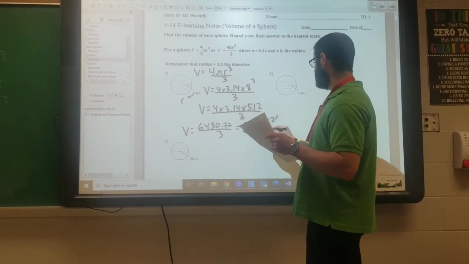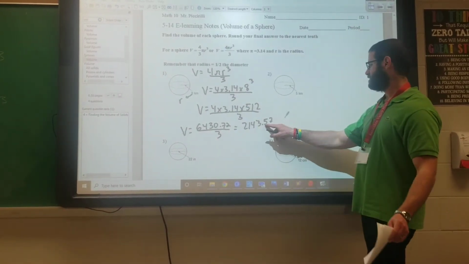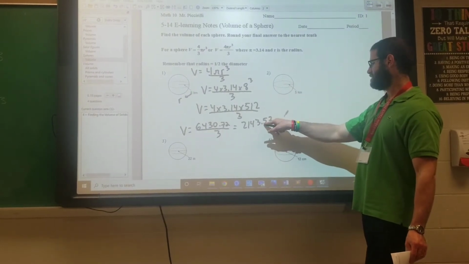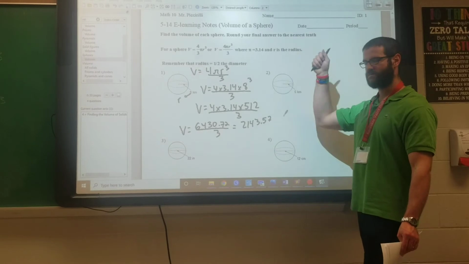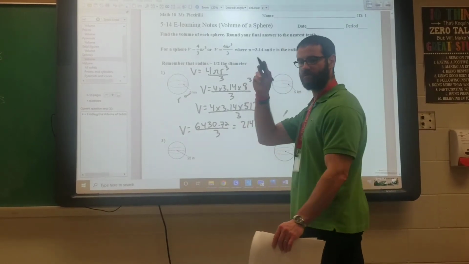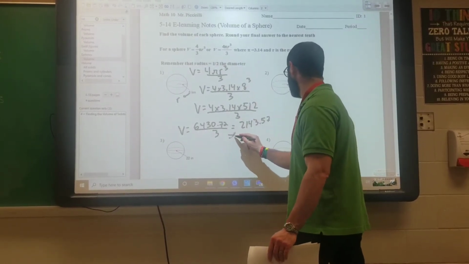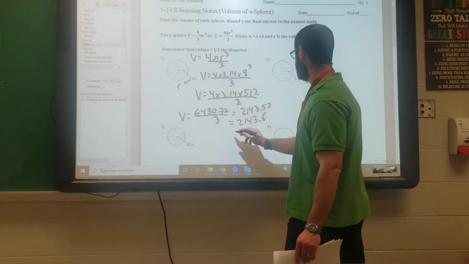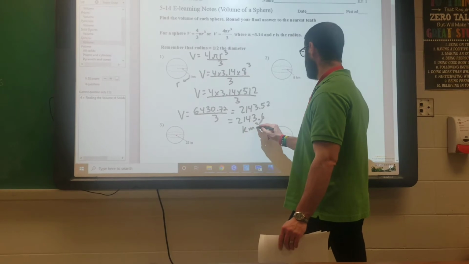It's going to be like 2143.57. So rounding to the nearest tenth, since it's 5, 7, I round up to the higher number. So 5, 7 rounds up to 0.6. Remember, the tenths place is one place to the right of the decimal, so 2143.6. Units are going to be kilometers cubed.